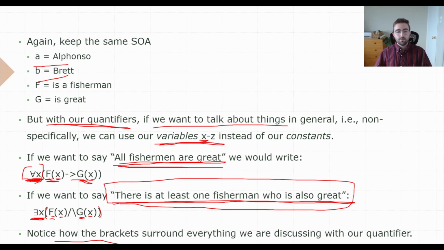So notice how the brackets surround everything we're discussing with the quantifier, right? Because, for example, in this, there is some fisherman who is also great claim, we're using the quantifier to discuss this one x who is both a fisherman and is great. So it goes in front of that bracket and it modifies everything in the bracket. Same thing up here with our universal quantifier.